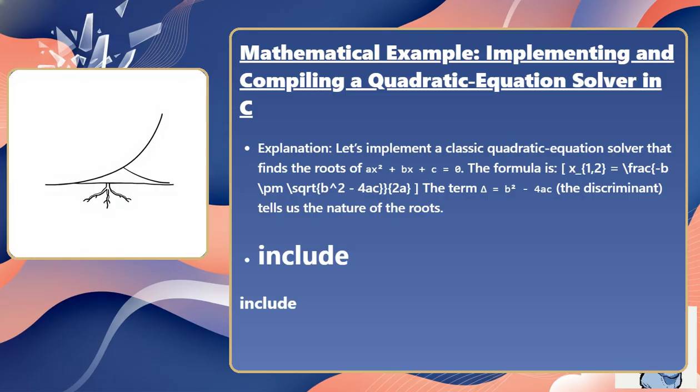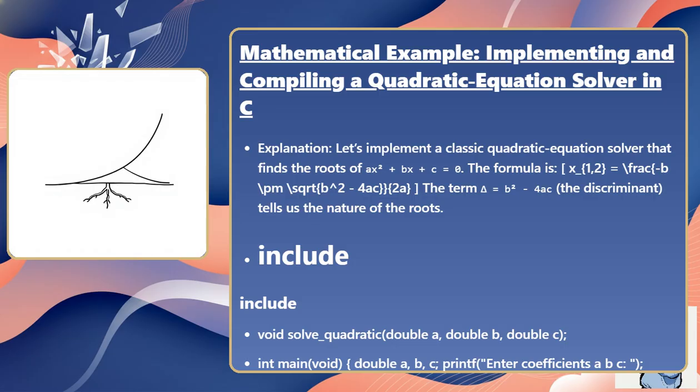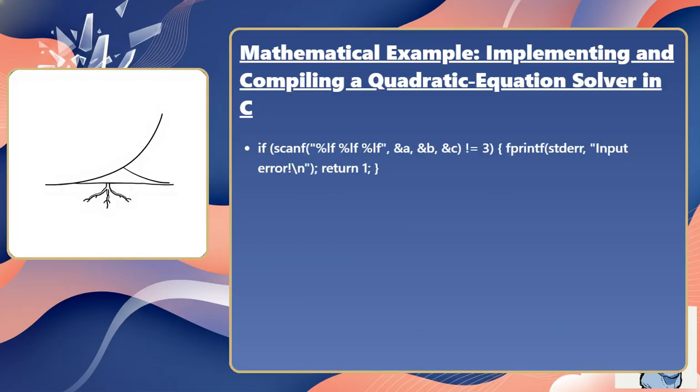Include the standard input-output header. Include the math header. void solve_quadratic(double a, double b, double c). int main(void): declare double a, b, c; print "Enter coefficients a, b, c:". If scanf("%lf %lf %lf", &a, &b, &c) does not equal 3, then print to stderr "input error" and return 1.